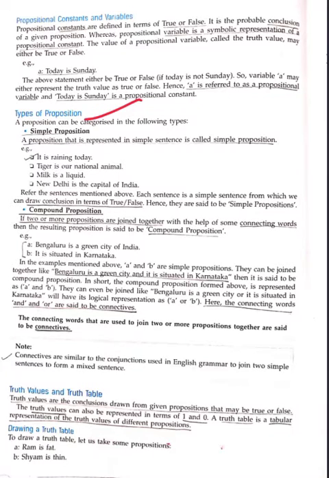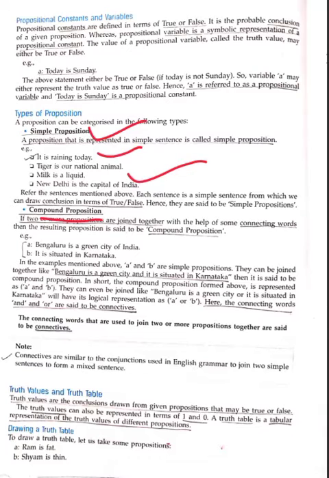Now, types of proposition. There are two types of propositions. One is simple proposition and the other is compound proposition. Simple proposition: a proposition that is represented in a simple sentence is called a simple proposition. That means the simple sentences we are having. For example, it is raining today, tiger is our national animal. These all are simple sentences. So these are simple propositions. They can be answered in true or false.